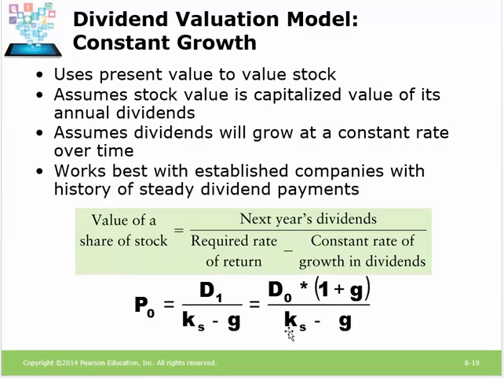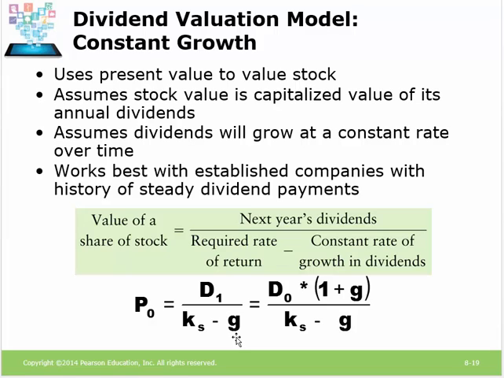This is a time value model. It assumes that we're going to estimate or have a forecast of dividends to infinity, and we have a very basic formula. The value of a stock is next year's dividend, D sub 1, divided by K sub S minus G. K sub S is the required return. That's the thing we just calculated a second ago. And G is the growth rate of dividends.